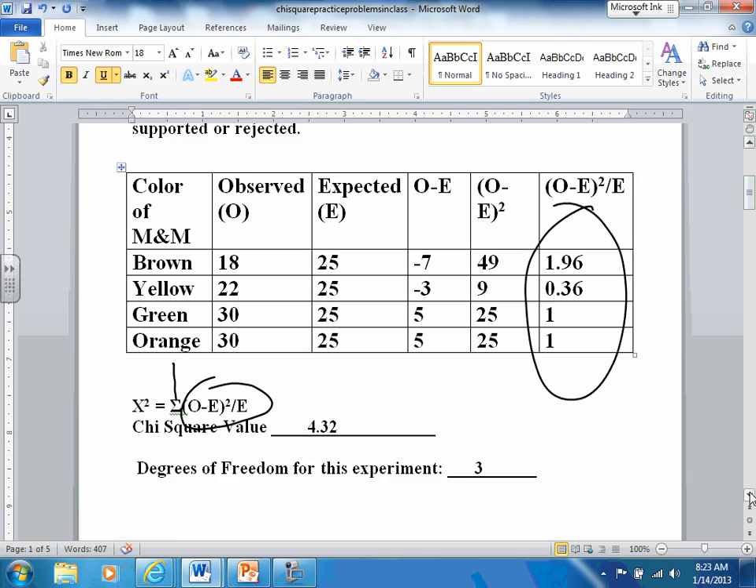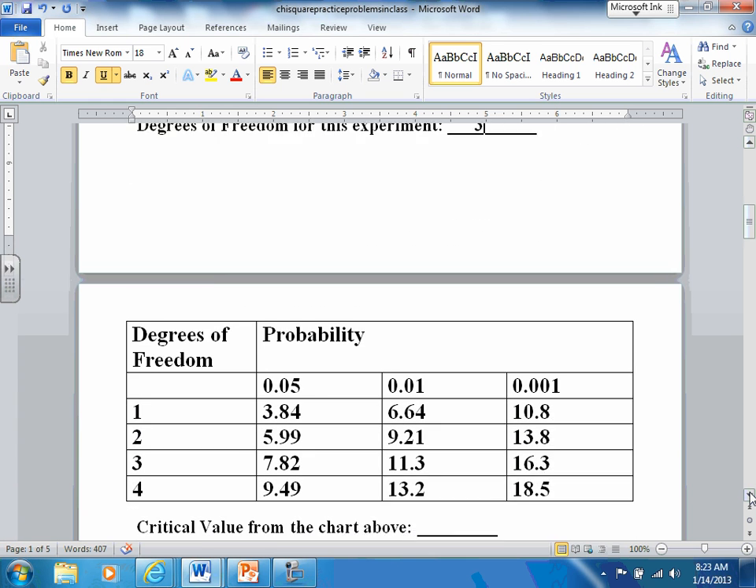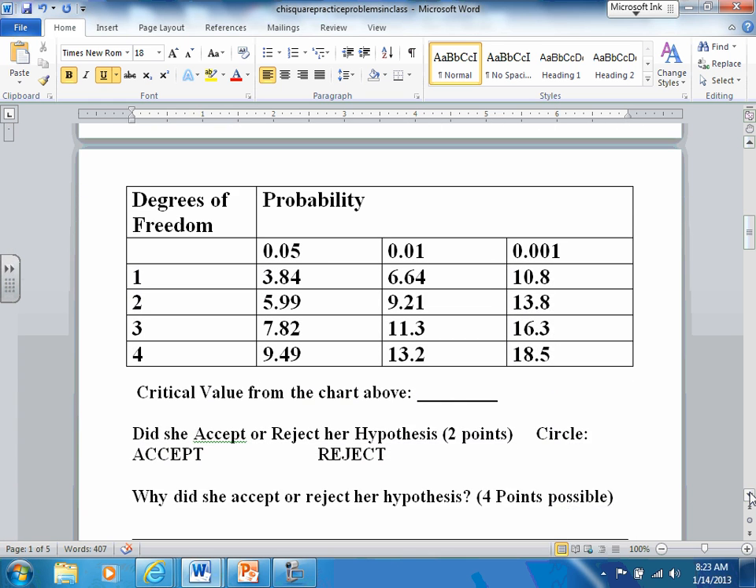Then we're going to scroll on down just a little bit. This is a table of what are called the standard critical values. This table will always be provided for you. You just got to know how to use it.